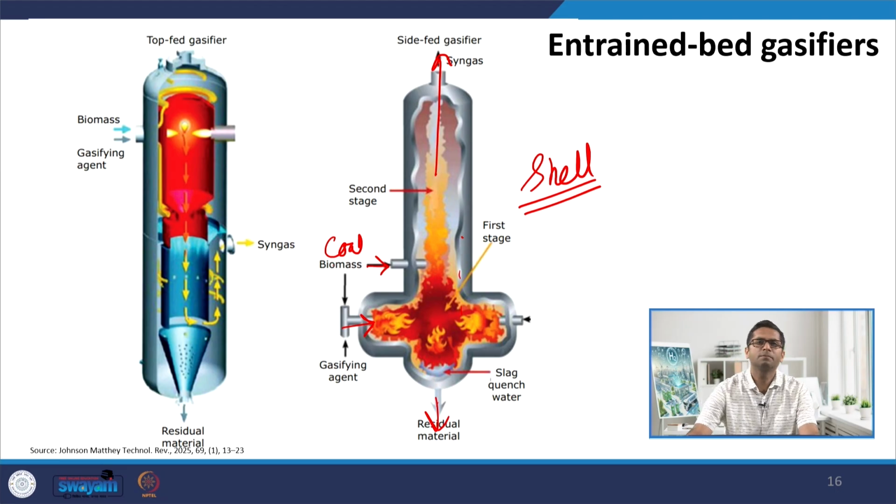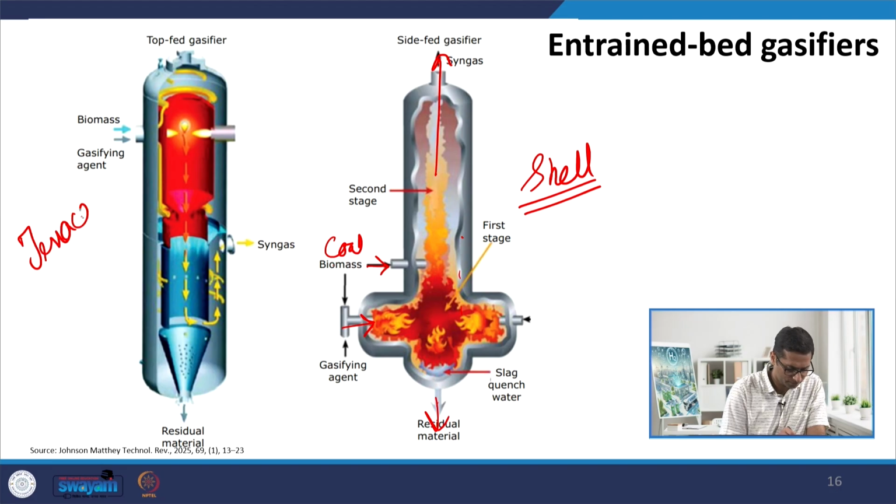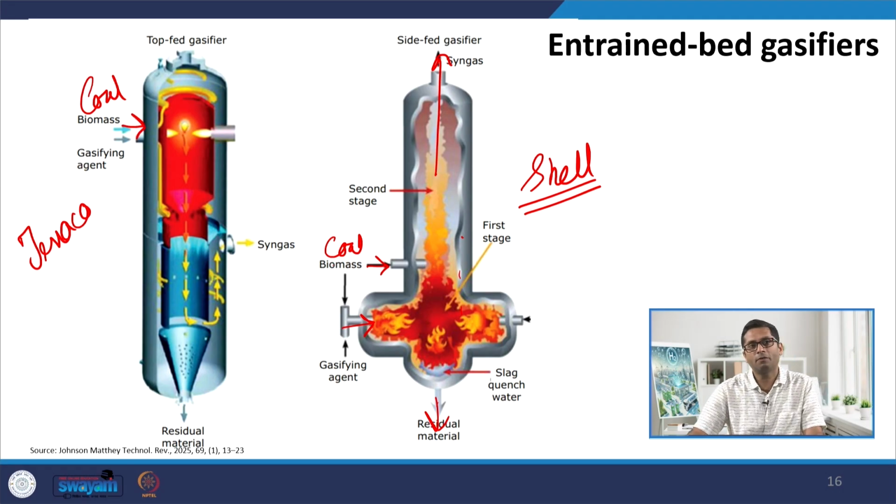Another variant of this particular gasifier is also called the Texaco gasifier, and this is what you see on the figure on the left. The operation is slightly different in that the coal or biomass enters from the top along with the gasifying agent, and the coal is entering in the form of slurry. So it's mixed with steam and enters almost like a slurry.